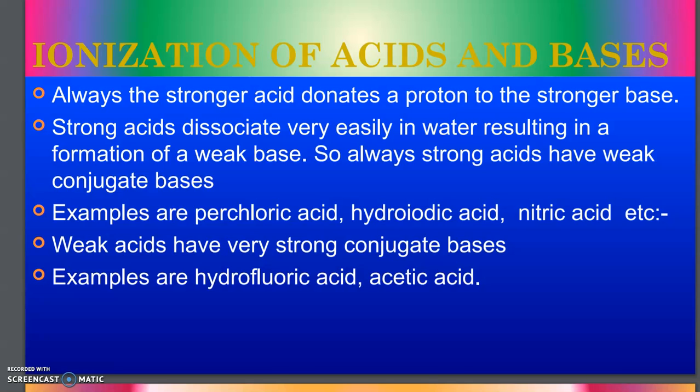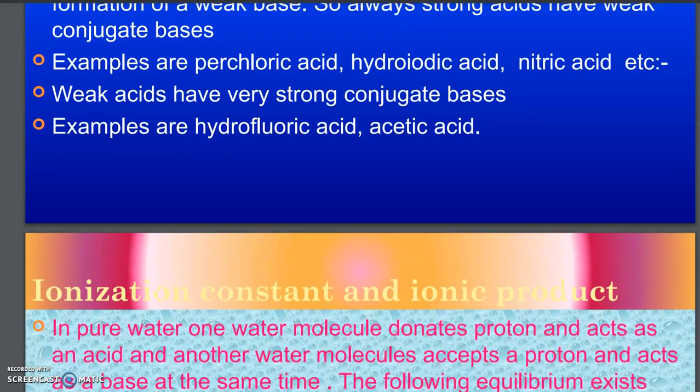So there is a pair, strong acid and weak base. Such a pair is known as a conjugate pair, that is, strong acid, weak base conjugate pair. For example, perchloric acid, hydrochloric acid, nitric acid. These are very strong acids. And we'll move to the weak acids. Weak acids have very strong conjugate bases. Examples are hydrofluoric acid and acetic acid. These are weak acids. So children, you have to keep in mind there are strong acids and weak acids. Whenever a strong acid is dissolved in water, it will give its weak base. That is the acid base conjugate pair.